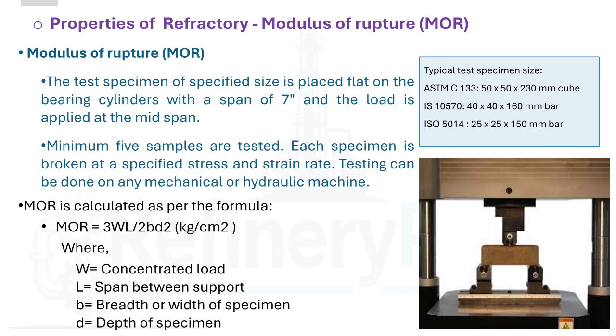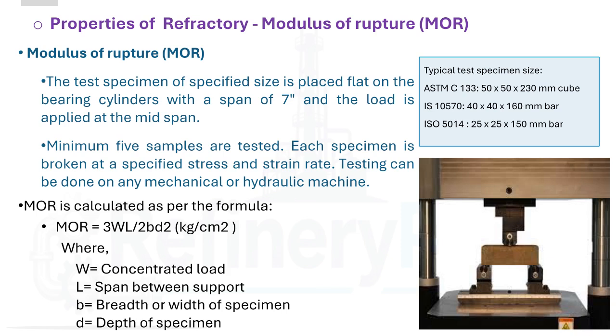Specimen sizes vary depending on the standard. As per ASTM 733, it is a 50 mm by 50 mm by 230 mm bar. As per Indian standard IS 10570, it is a 40 mm by 40 mm by 160 mm bar. As per ISO 5014, it is a 25 mm by 25 mm by 150 mm bar.